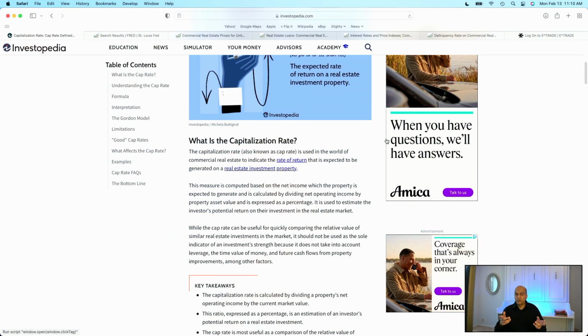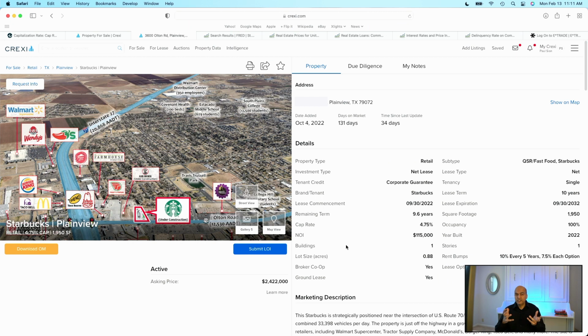So first thing first, we need to understand how commercial real estate is evaluated so that we can compare like numbers with like numbers. So in this case, I'm going to look at the capitalization rate, or cap rate for short. The cap rate is basically a measure of the rate of return a commercial property will be providing to the owner based on certain numbers. And as we see here from Investopedia, the measure is computed based on the net income which the property is expected to generate and calculated by dividing the net operating income by the property asset value and is expressed as a percentage.